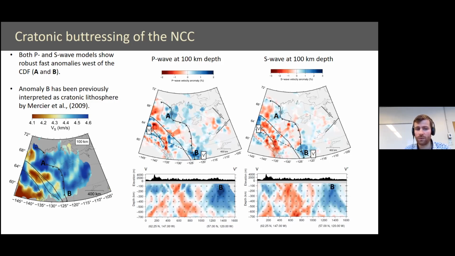And it's worth noting that this anomaly labeled B here was previously interpreted as a cratonic lithosphere by J.P. Mercier et al. in 2009, where they used the same sort of technique, basically the same code, same inversion. And so they interpreted the high velocity anomaly in that region to be a cratonic lithosphere. So basically, the two anomalies labeled A and B here are interpreted to reflect cratonic lithospheres on both ends of the Cordillera deformation front.